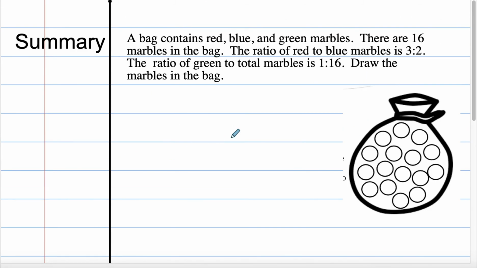All right, so a bag contains red, blue, and green marbles. There are 16 marbles in the bag. Draw yourself a bag right now. Put 16 marbles in it. The ratio of red to blue marbles is 3 to 2. The ratio of green to the total is 1 to 16. Draw the marbles in the bag.